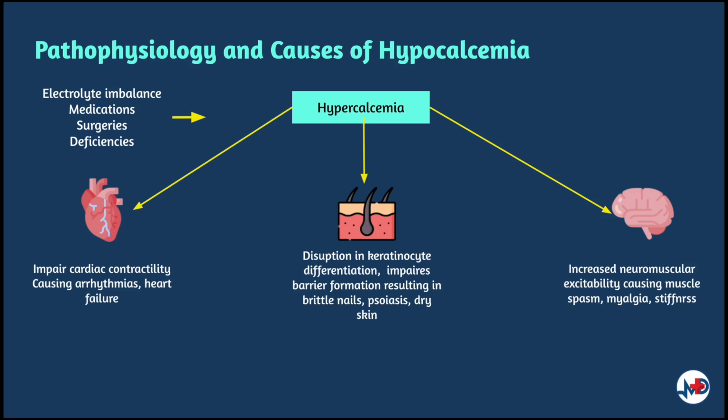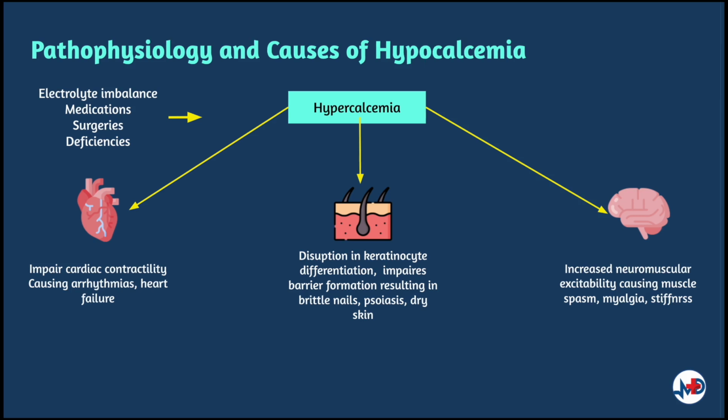Next, as calcium is an essential electrolyte in the nervous system, hypocalcemia increases neuromuscular excitability leading to paraesthesia, muscle spasm, stiffness, myalgia, tetany, Chvostek sign, and Trousseau sign. Calcium in the epidermis is essential in regulating many skin functions, including keratinocyte differentiation, skin barrier formation, and permeability barrier homeostasis. In line with that, chronic hypocalcemia may have dermatological manifestations like coarse hair, brittle nails, psoriasis, and dry skin.